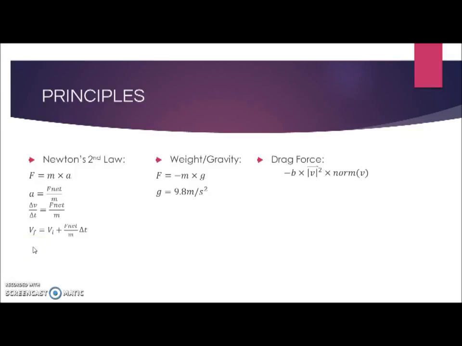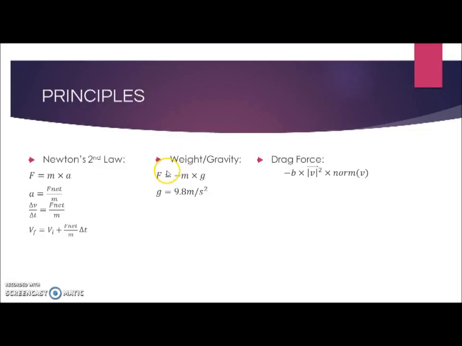First was Newton's second law, which states that force equals mass times acceleration, and acceleration therefore equals force divided by mass. And since we know that acceleration is the change in velocity divided by the change in time, we could break this formula further into finding final velocity equals initial velocity plus net force divided by m times change in time. Then we needed to know the weight.